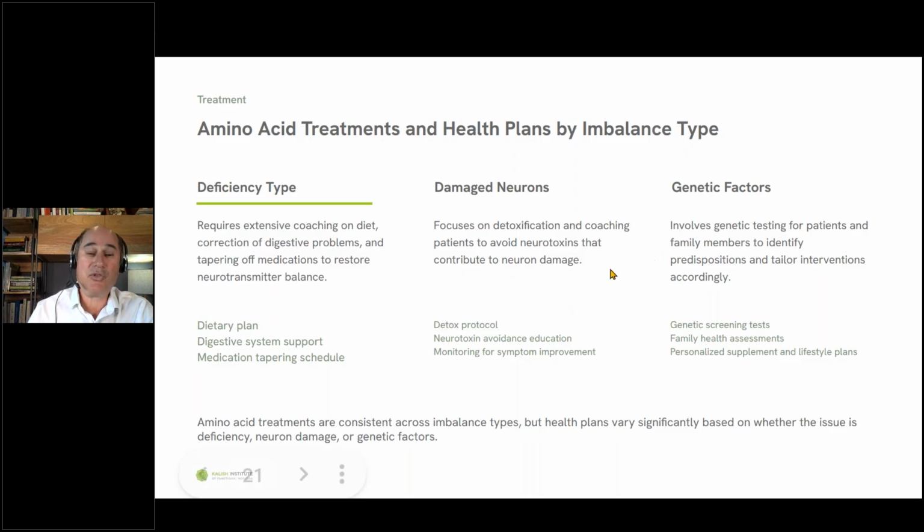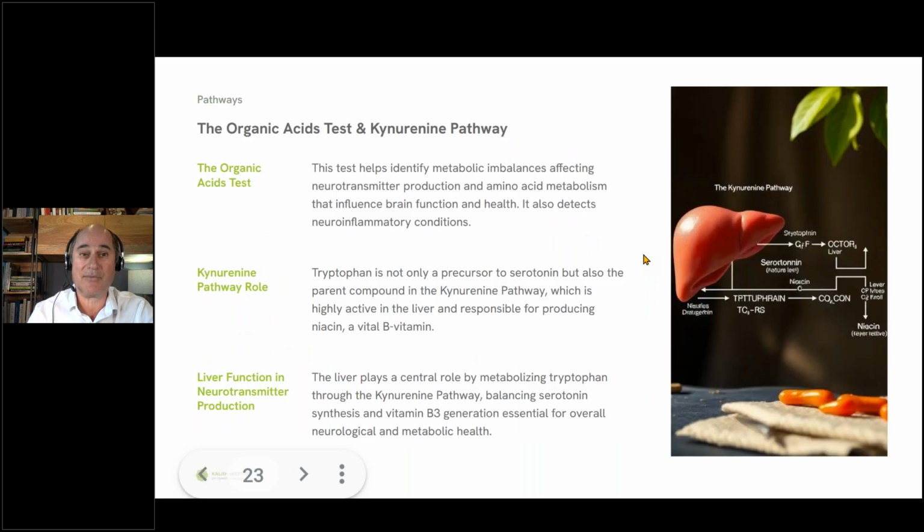Now, the treatments are very similar, and when we're going to look at the labs, we're really trying to treat based on what the labs say is wrong. Organic acids, kynurenine pathway, you got to remember those. And then, of course, the brain needs to be protected. So you need adequate glutathione. You need to make sure the liver is working right so these neurotoxins are flushed out. So there's a bigger picture here.